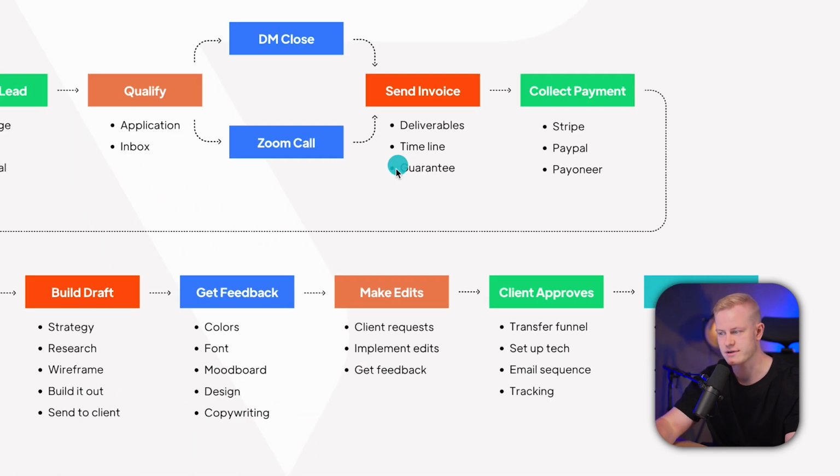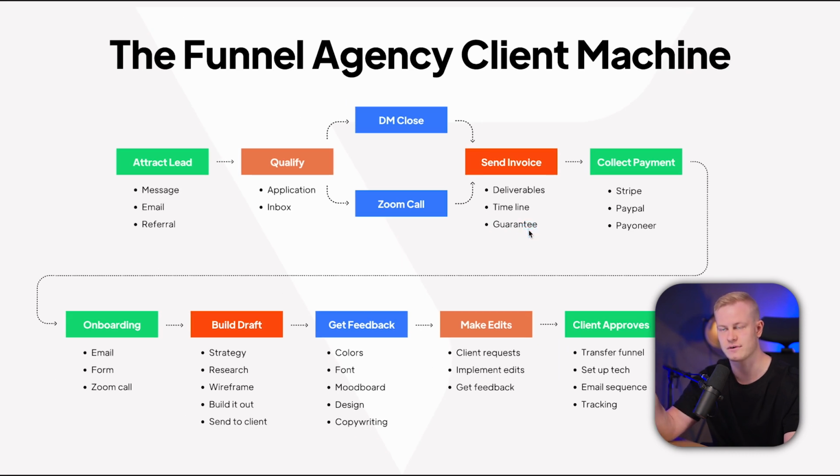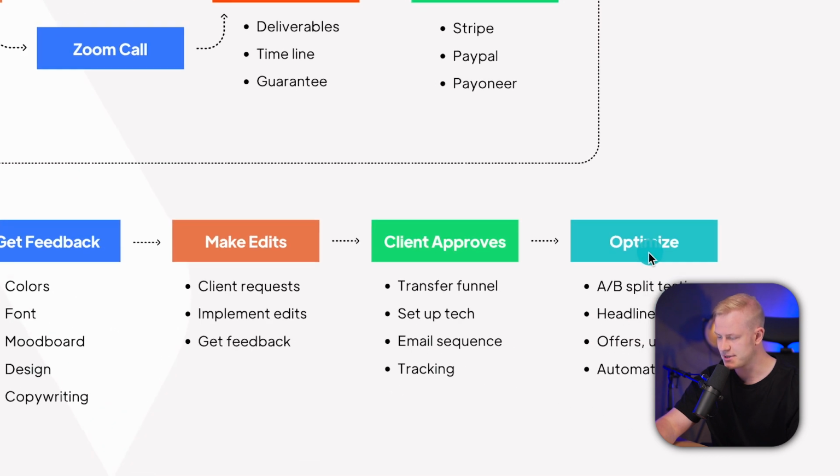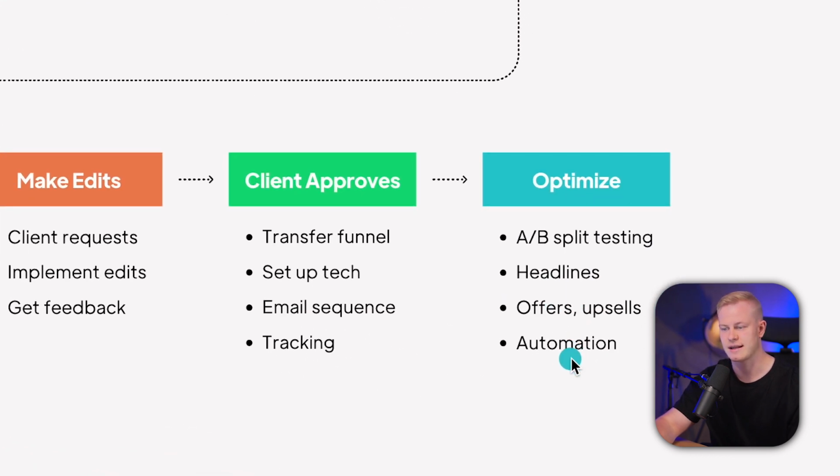And even better, if you have a guarantee like, hey, if we don't improve conversions, then you don't pay. Then you go from maybe closing 20% of your clients to 80% because there's no risk for them. You optimize it, and then after those 30 days, you can build the next funnel.